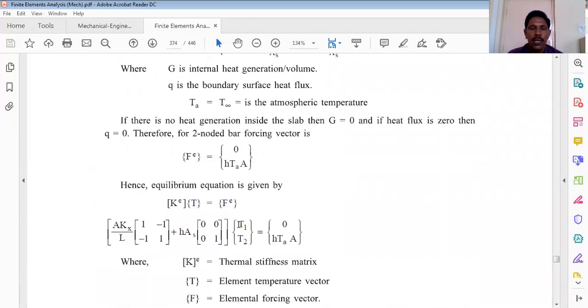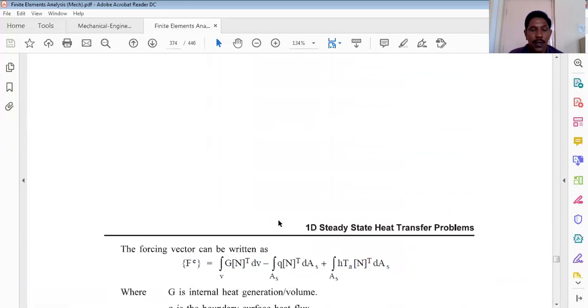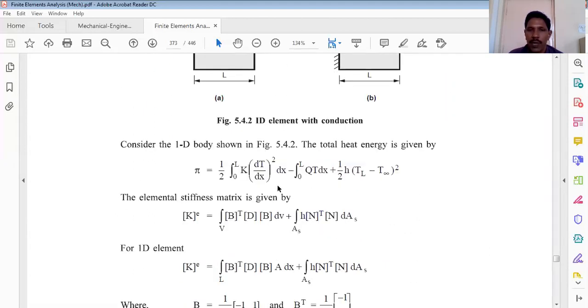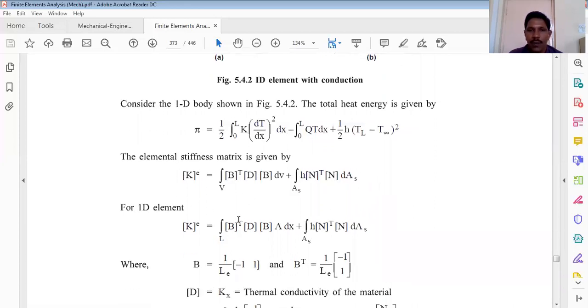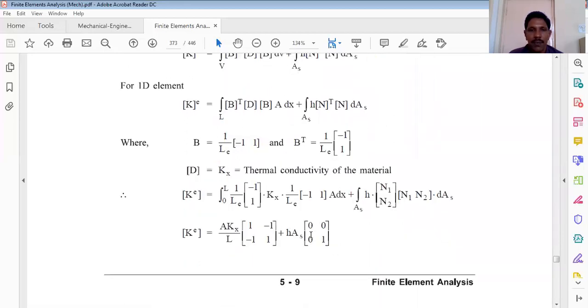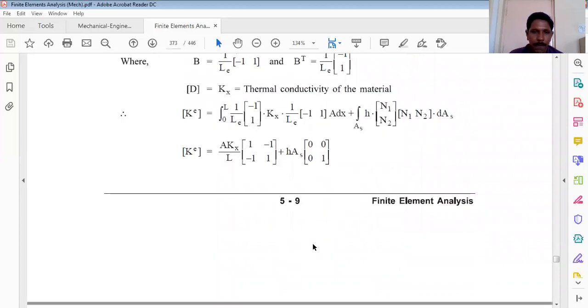So you need to remember the shape function, you need to remember the stiffness matrix, and how to obtain the stiffness matrix in the case of a thermal problem, which you have to understand through the variational approach. Straight away you can consider the elemental stiffness matrix, this equation, and by substituting the values of B and B transpose, we can get a stiffness matrix of this type, right?